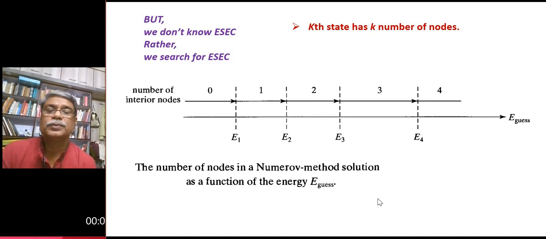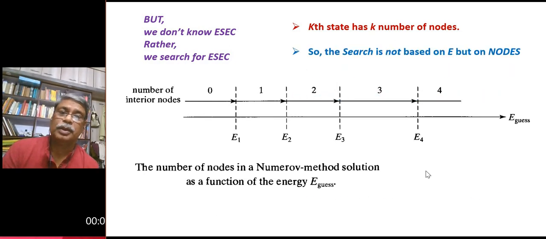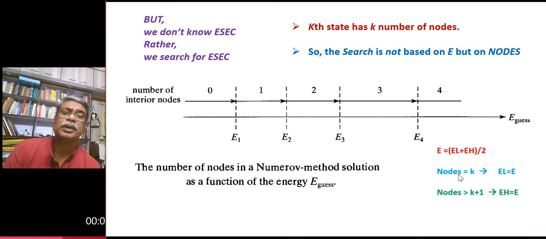So we can probably use the same logic as we applied in the game problem, that instead of energy comparison, now we can compare the node number. So the search is not based on energy this time, but on the number of nodes. How? The same averaging, but this time if nodes equal to k, then you reassign EL to E, that means you are moving the lower bound to the right side. Or if the nodes is greater than k plus 1, then you reassign the EH, that means you are shifting the upper bound towards left.